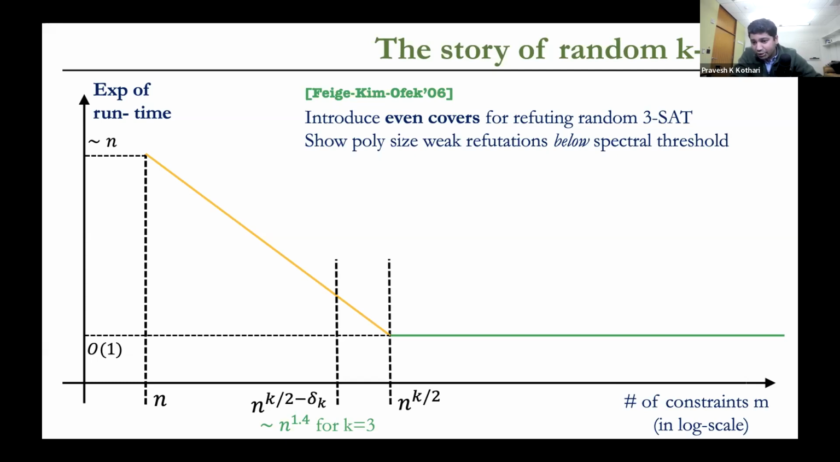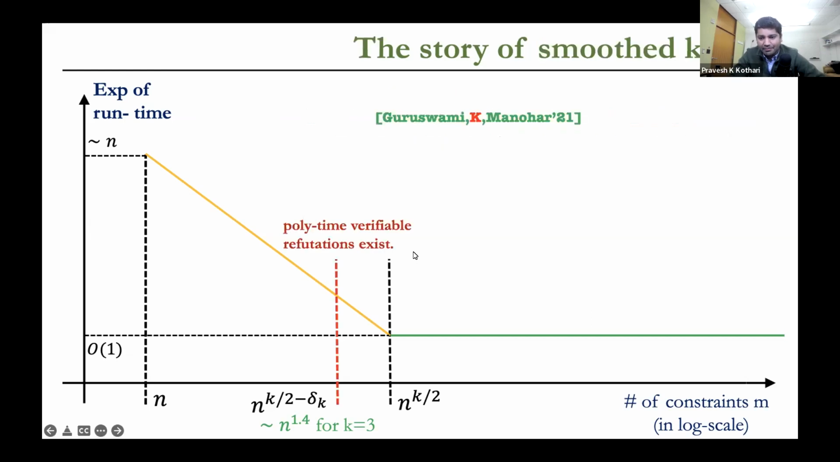Okay. So in particular, they showed that there is some fixed constant delta k depending only on k, such that at density n to the k over 2 minus delta k, so strictly polynomially below the spectral threshold, there is in fact a polynomial size weak refutation for random 3-sat. And they did this by a clever combinatorial construction of even covers that I'm going to show you. So the number you might want to keep in mind is that for 3-sat, this density happens to be n to the 1.4, okay, which is n to the 0.1 short of this spectral threshold of n to the 1.5.